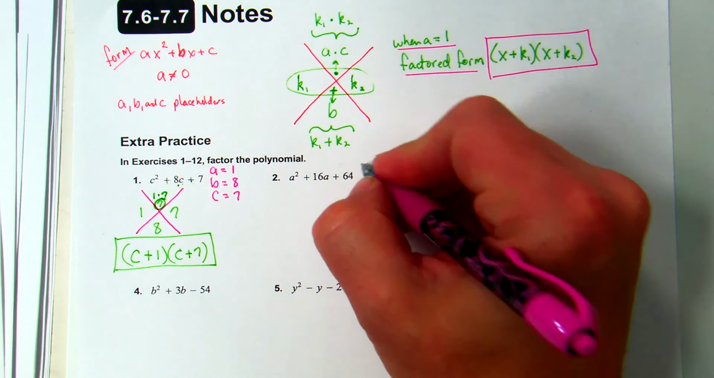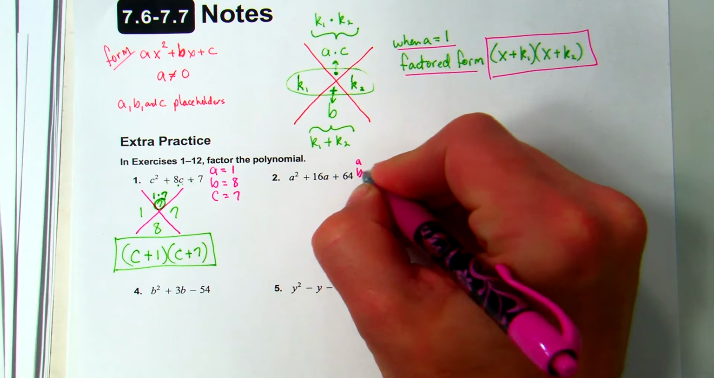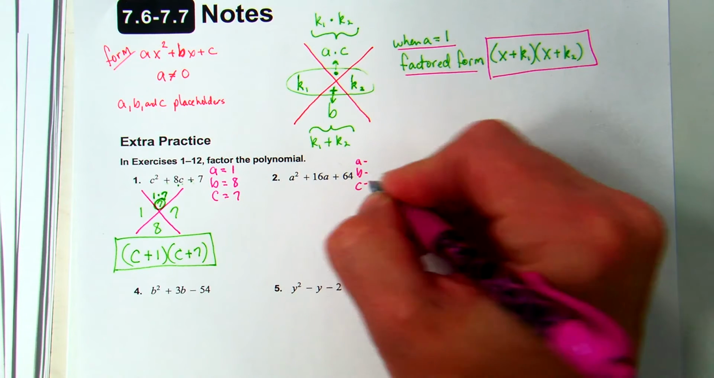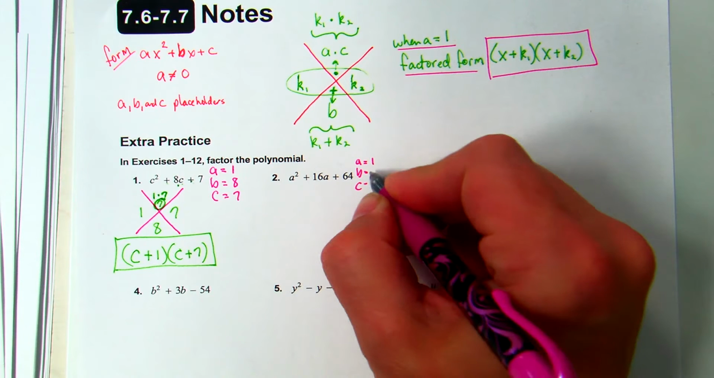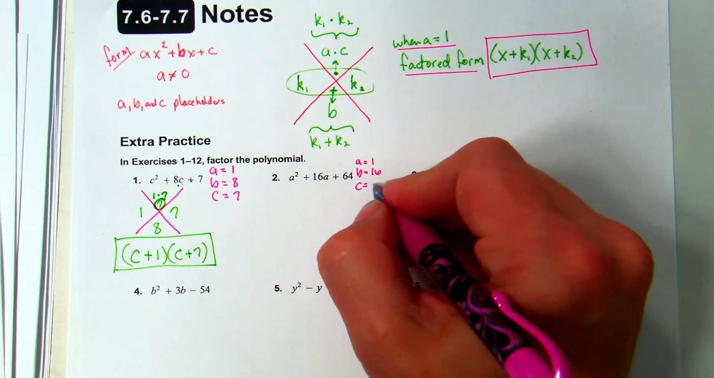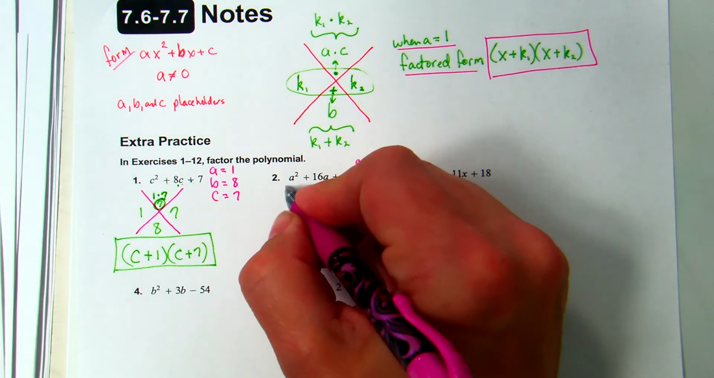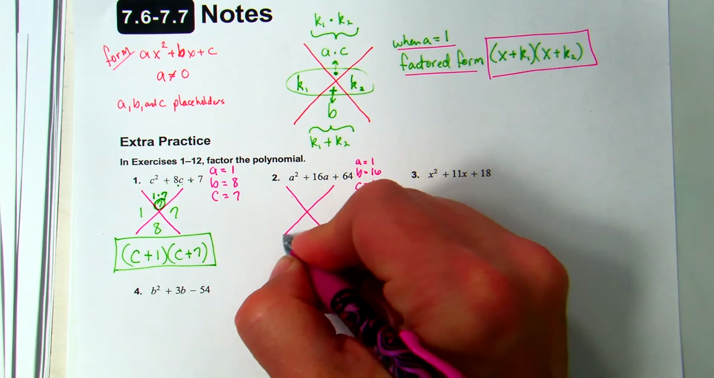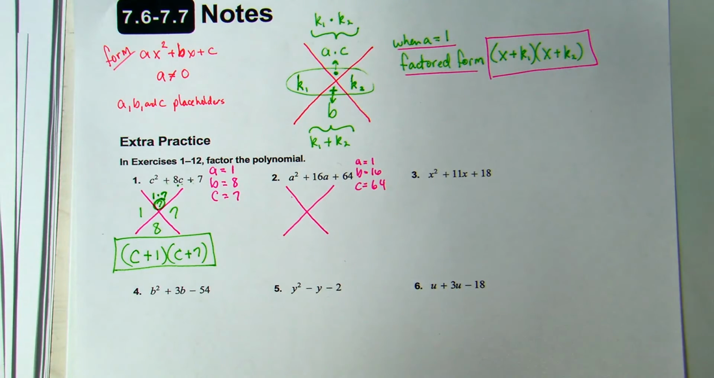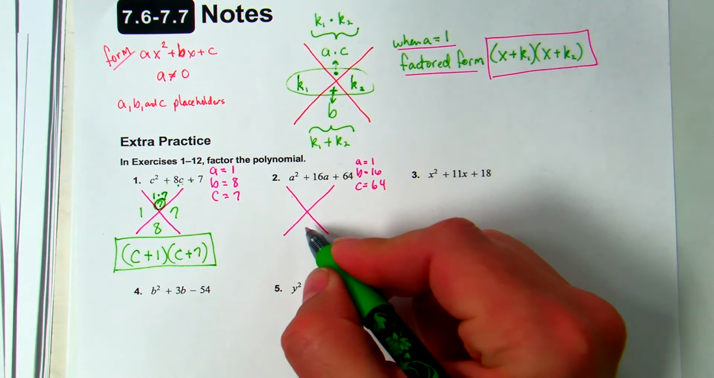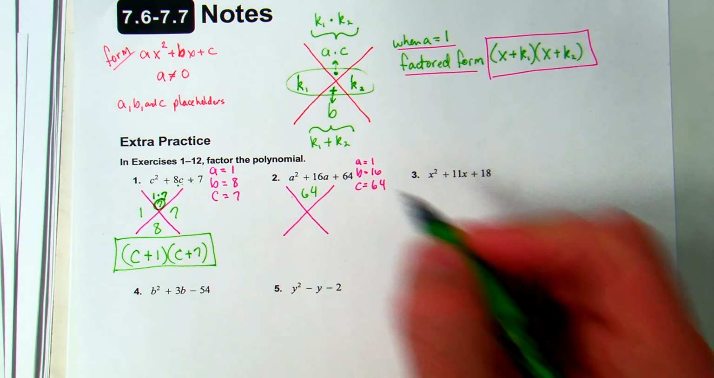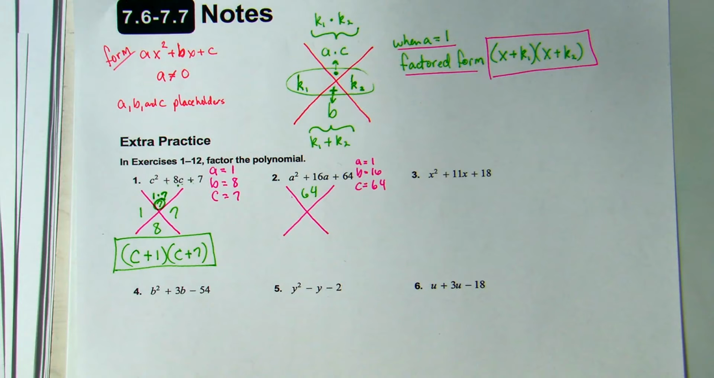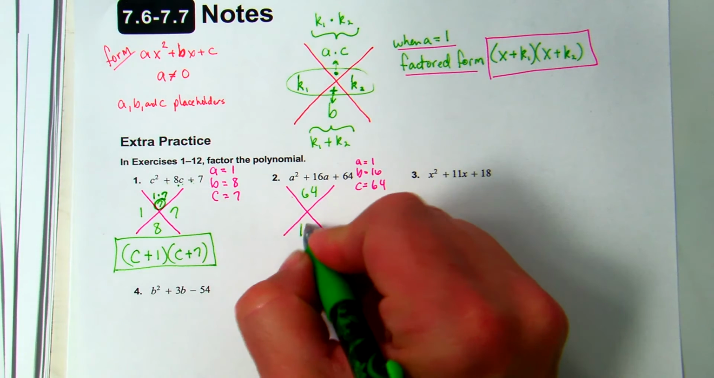Let's identify our placeholders here, A, B, and C. A is 1, B is 16, and C is 64. Again, we don't have to put the 1 in every time because we know it's going to be there. The top one is going to be 1 times 64, A times C, so we just put 64 at the top. At the bottom, we put the B term, which is going to be 16.